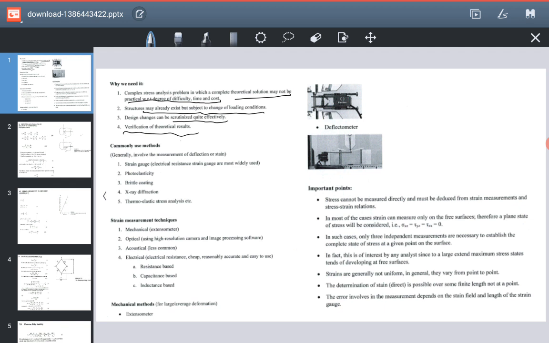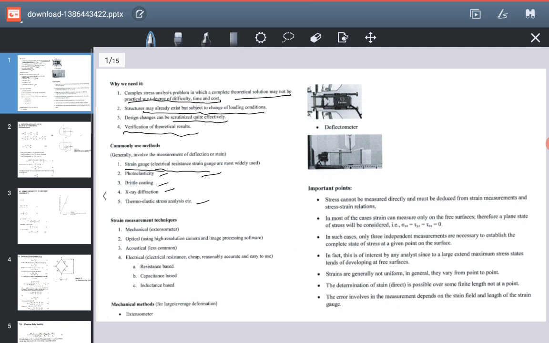So the commonly used methods are the strain gauges, photoelastic, brittle coating, X-ray diffraction, and thermoelastic analysis. Now, we normally use the electrical resistance strain gauges for the most part because they are more accurate, easier to carry, and less costly compared to the other techniques. But depending upon the application or availability, we can use other techniques as well, but we are mostly focused on the strain gauges in this chapter.